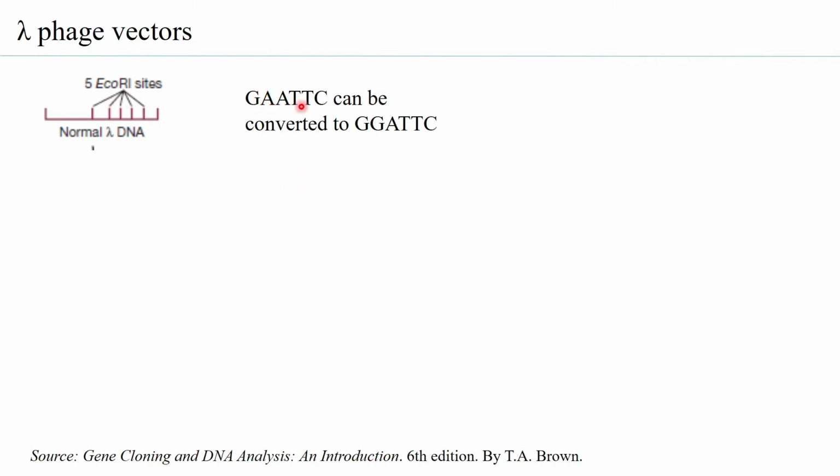So if the GAATTC is converted to GGATTC, then this GGATTC will not be recognized by EcoR1 and the DNA will not get cut. So this is possible by in vitro mutagenesis. Through mutation, one can replace the A with G, and the moment it gets replaced with G, you now have a restriction site which cannot be cleaved by the respective restriction endonuclease. So this is one way of ensuring that you're removing the extra restriction sites.